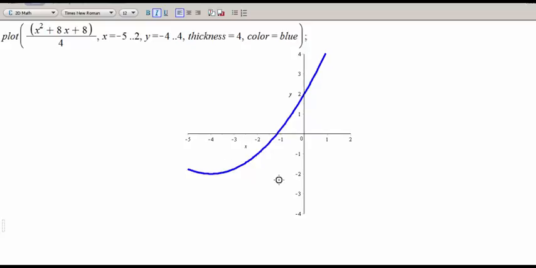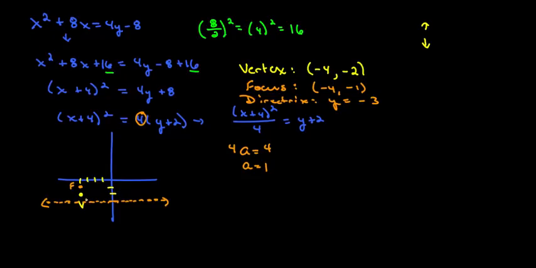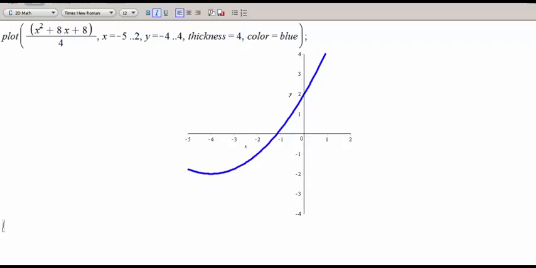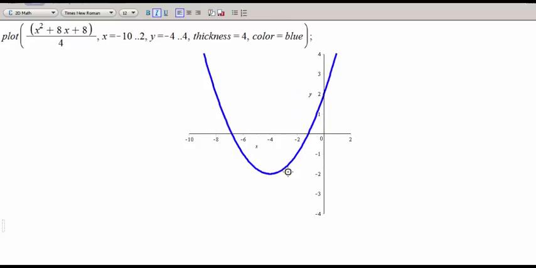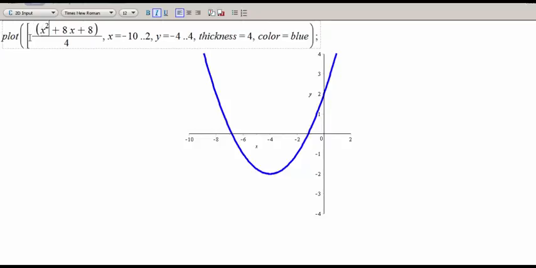So you can see here that at negative 4, negative 2, I'll have my vertex, which is right here at negative 4, negative 2. Let me go just a little bit further over here. Let's do negative 10. There we go. And you can't see the focus or the directrix on here, but the focal point is going to be right here where my cursor is, and the directrix would be a line down here at negative 3. And if you want, I can go ahead and graph that guy out as well.